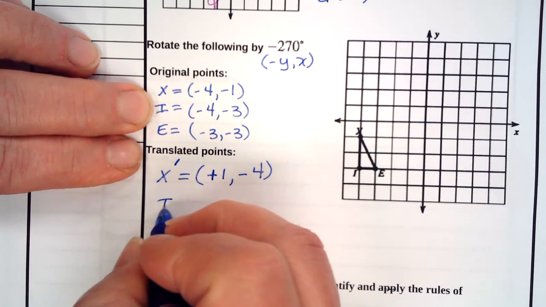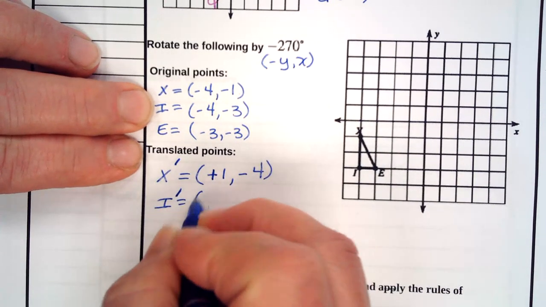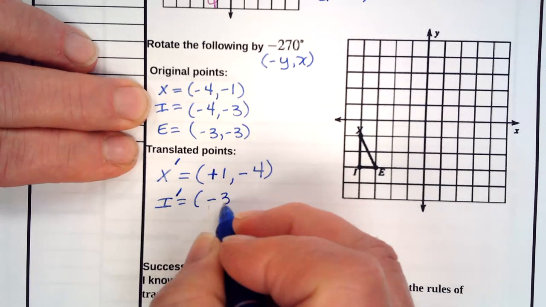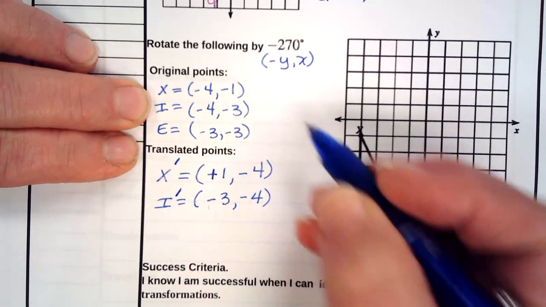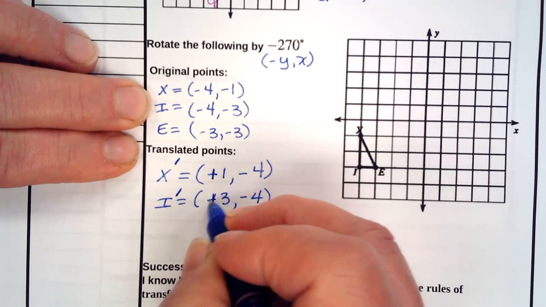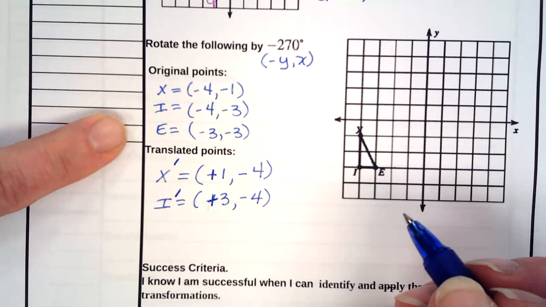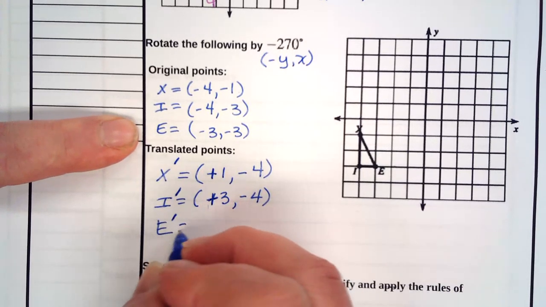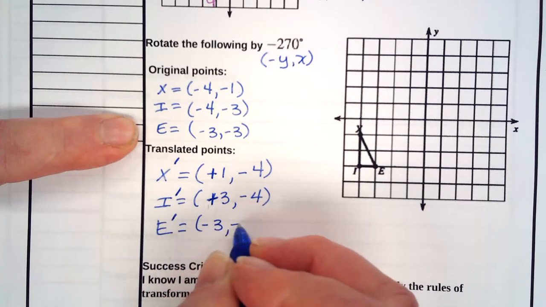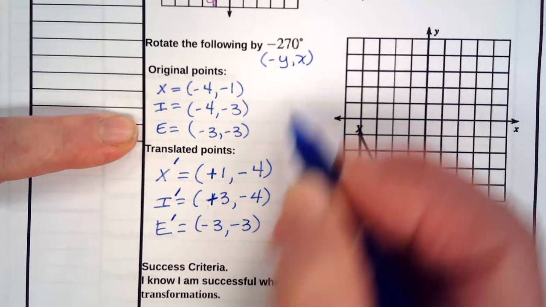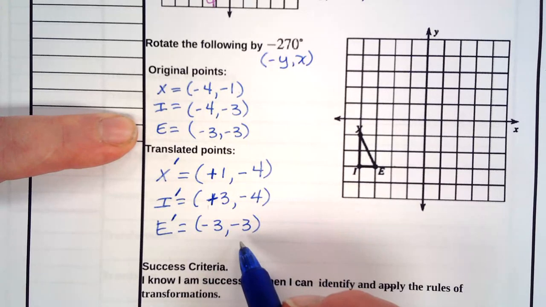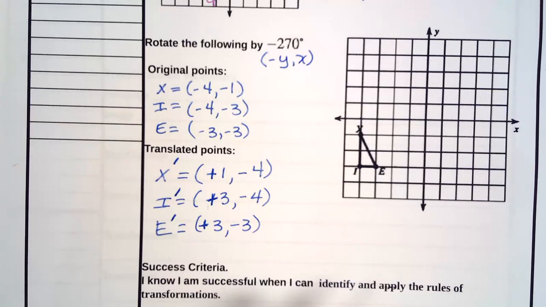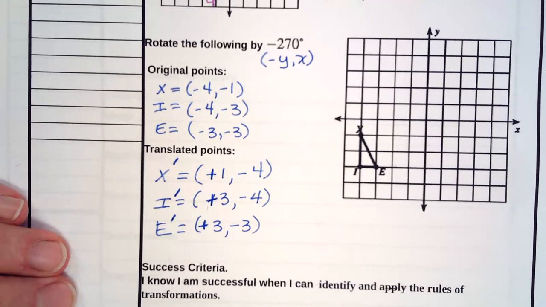I prime. Step 1, change them around. -4, -3 becomes -3, -4. Step 2, change this to its opposite. E prime. -3, -3. Switch them around, you've still got -3, -3. Change this to your opposite. You now have the 3 points you need.